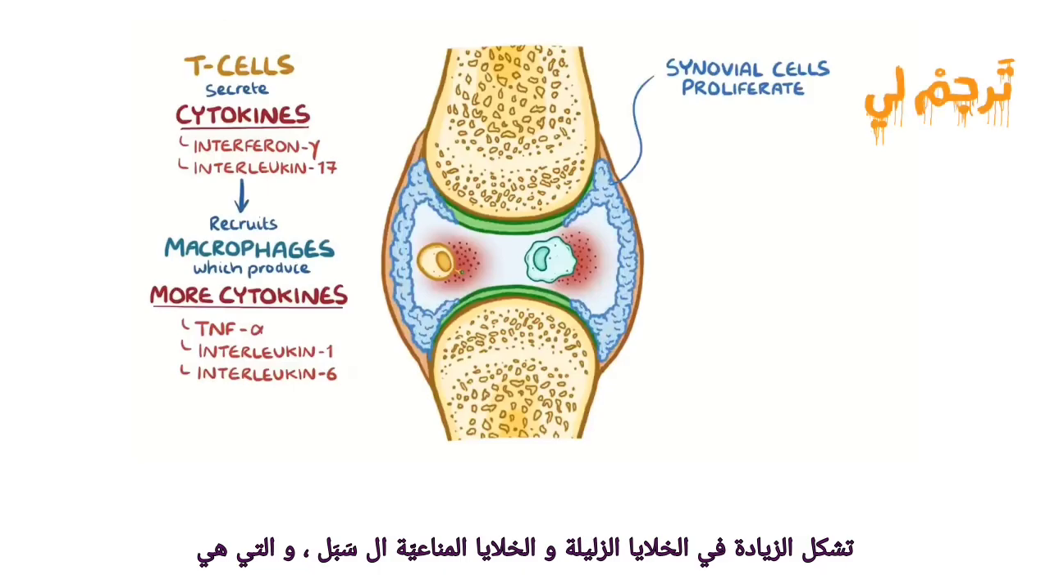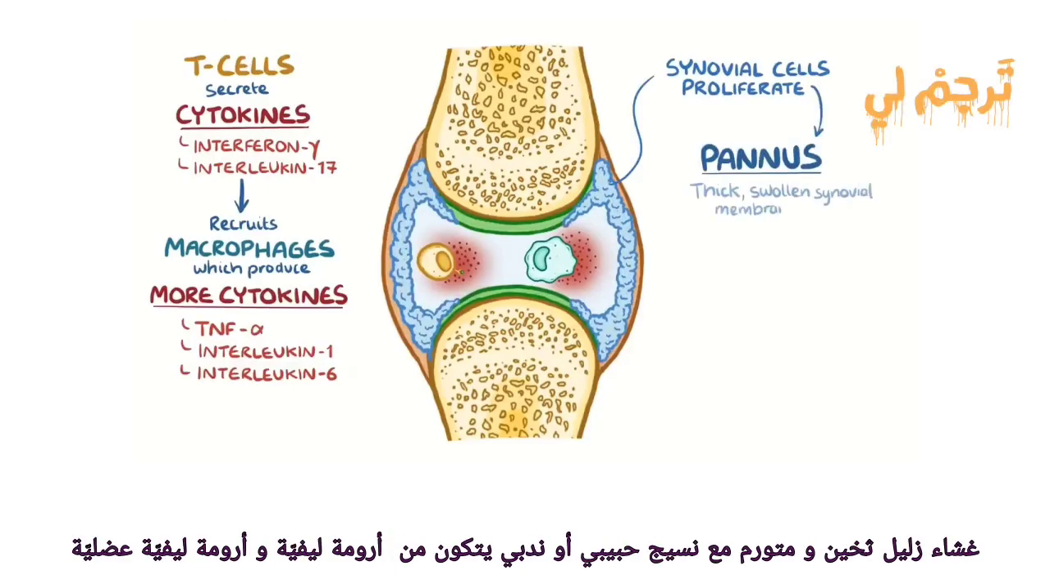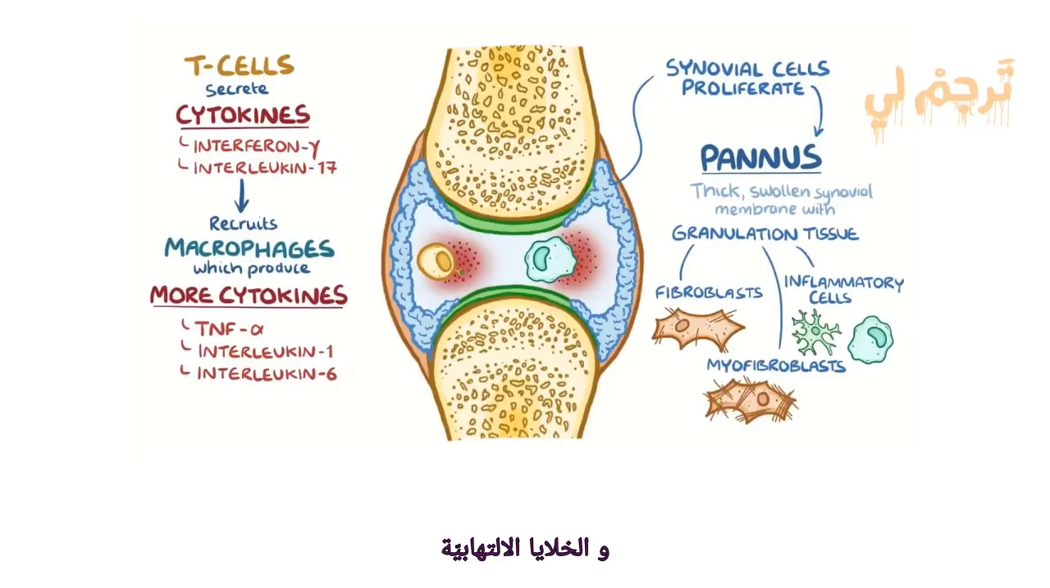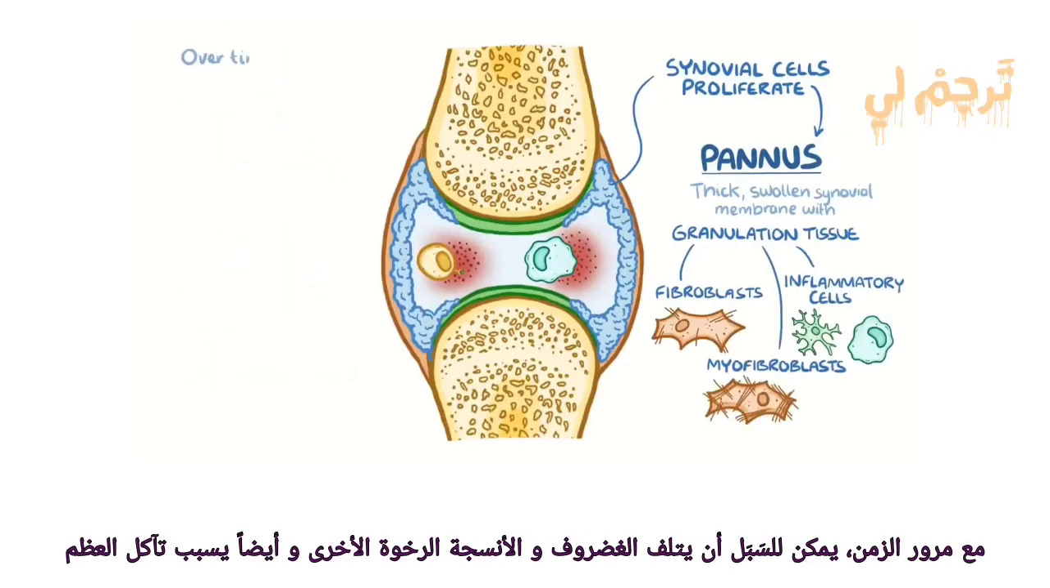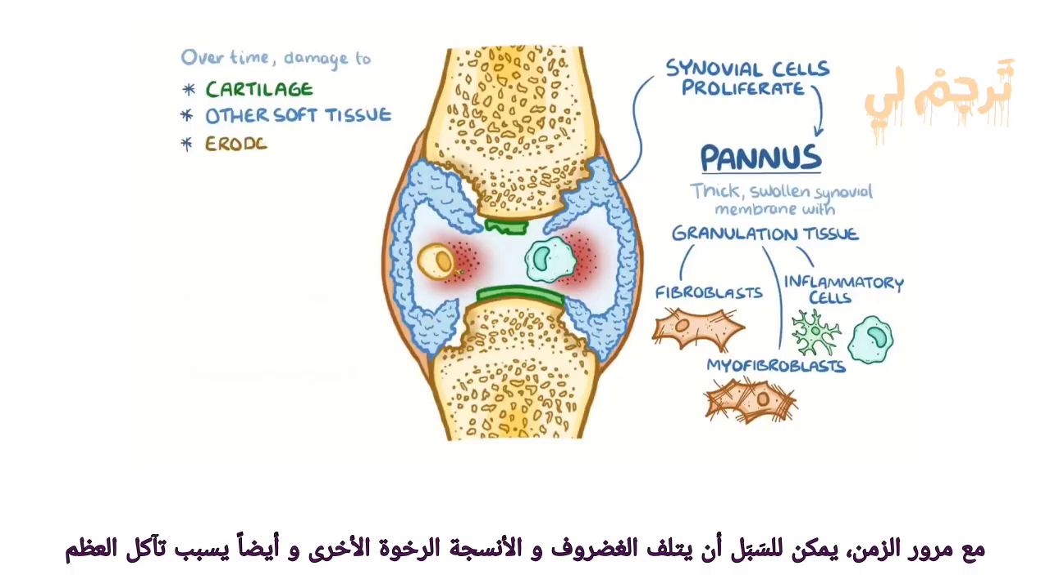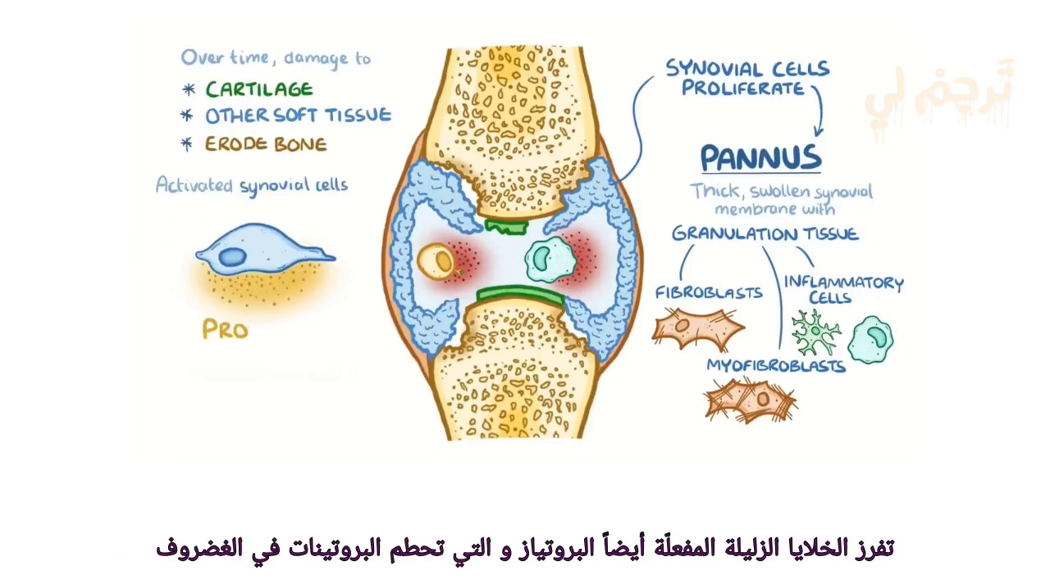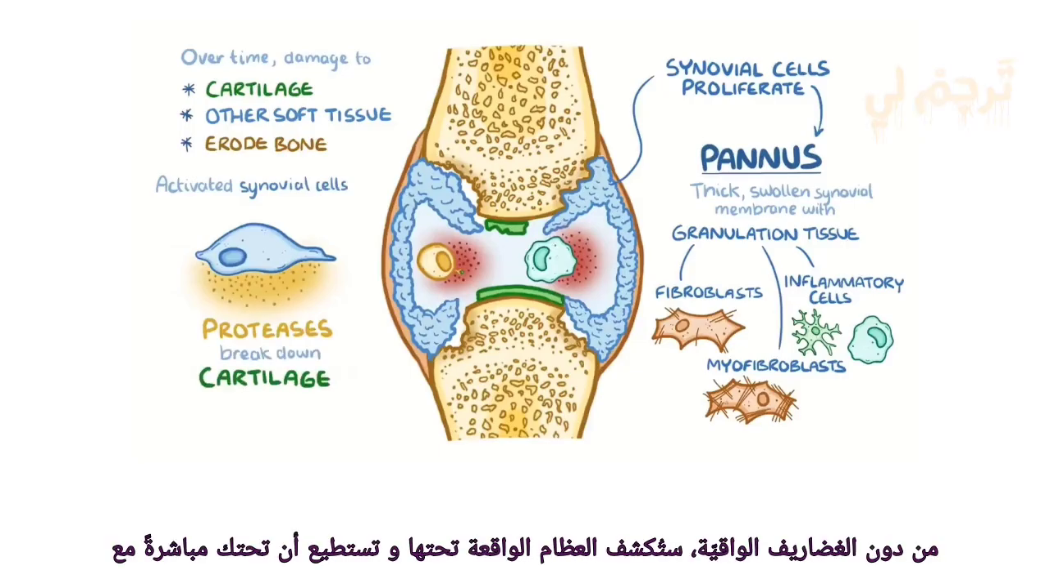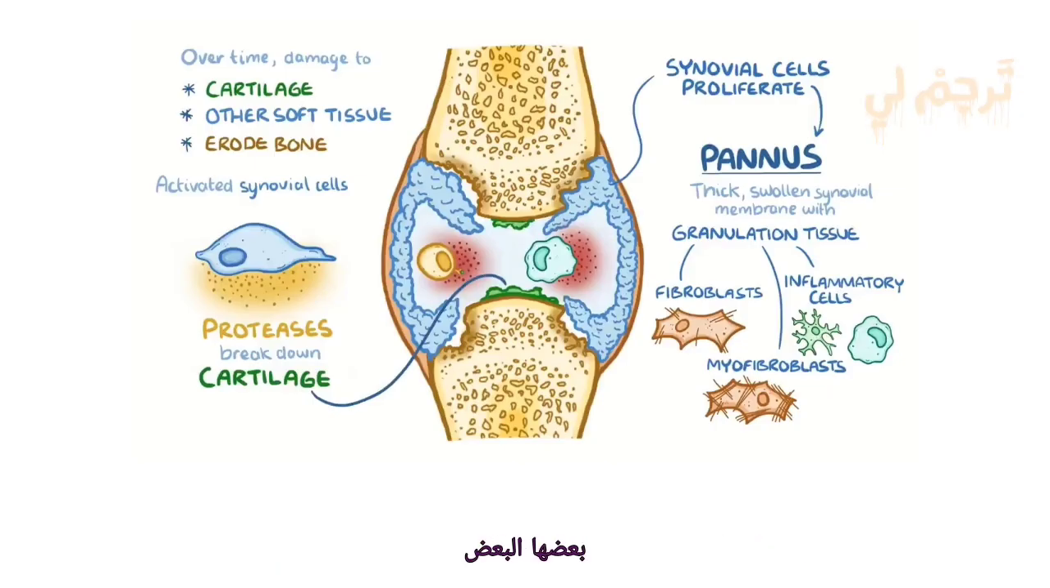The increase in synovial cells and immune cells creates a pannus, which is a thick, swollen synovial membrane with granulation or scar tissue made up of fibroblasts, myofibroblasts and inflammatory cells. Over time, the pannus can damage the cartilage and other soft tissues, and also erode bone. Activated synovial cells also secrete proteases, which break down the proteins in the articular cartilage. And without the protective cartilage, the underlying bones are exposed and can directly rub against each other.